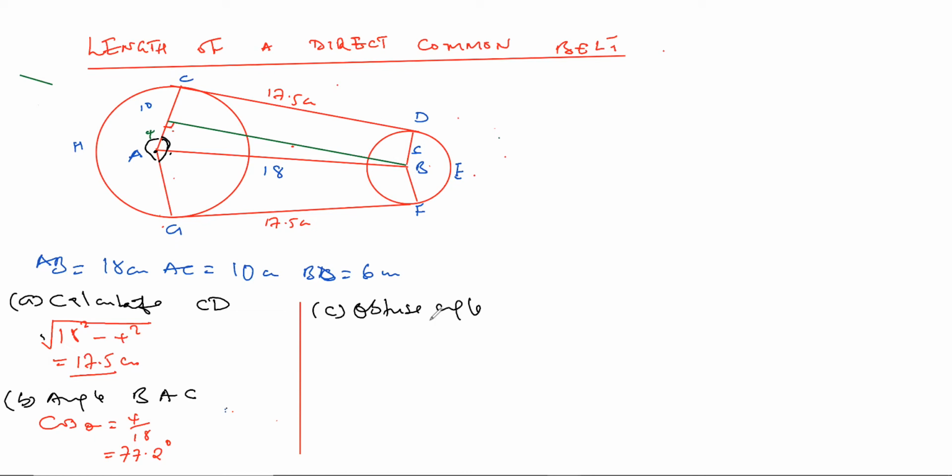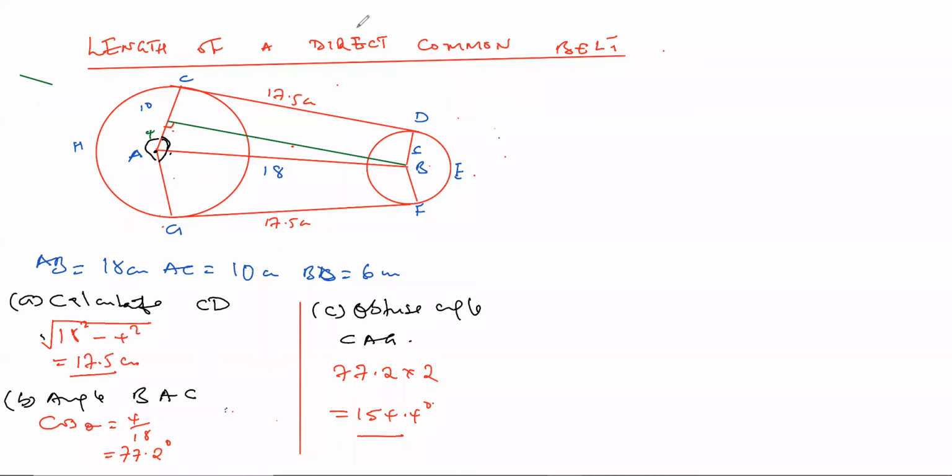Obtuse angle. An obtuse angle is an angle which is greater than 90 degrees but less than 180 degrees. So my question C is I'm supposed to calculate the obtuse angle CAG. CAG is like the answer I got here times 2. So it is simply 77.2 times 2, which is 154.4 degrees. So we have got this angle here, which means I can now get the reflex angle.